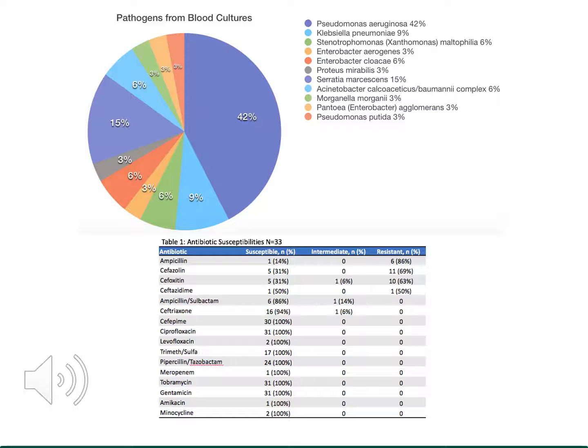Table 1 shows the antibiotic susceptibilities from the microbiology lab reports. These susceptibilities are from 38 isolates, but only 33 of them had results. The other 5 were excluded from this data. The susceptibilities are in ascending order, with ampicillin, cefazolin, and cefoxitin having the lowest susceptibilities. Cefoxitin, ampicillin-sulbactam, and ceftriaxone each had intermediate susceptibilities, and ampicillin, cefazolin, and cefoxitin had the highest rates of resistance.